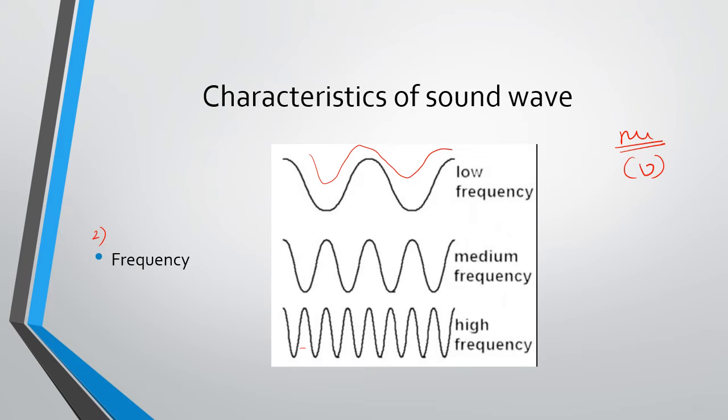Okay, more wavelength, then low frequency, and accordingly when the wavelength becomes less, then high frequency. Understood? So the wavelength has to be less for the frequency to be more, and it is denoted by nu.